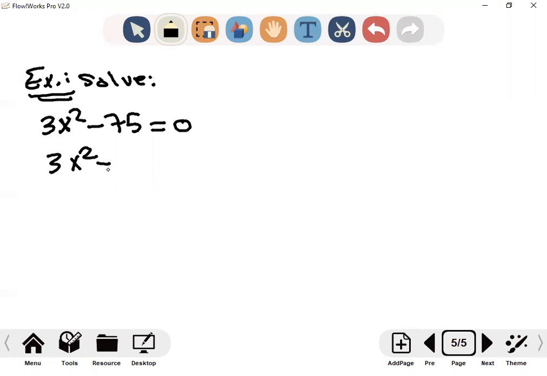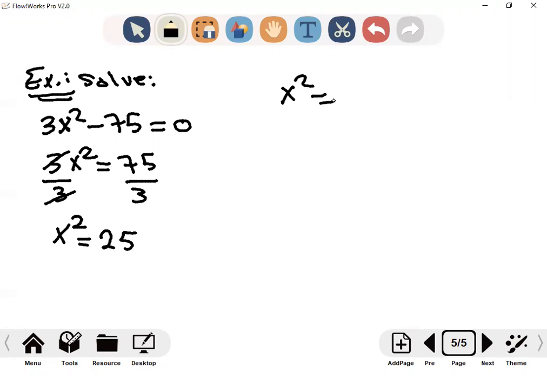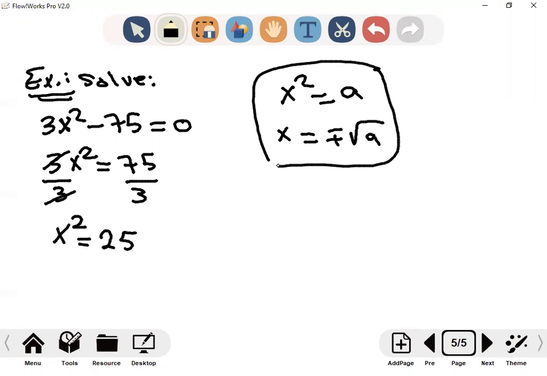3x power 2 equal what? Divide by 3, divide by 3. X power 2 equal 25, right? Now, if you remember in the complex, we took a formula. If x power 2 equal a, then x equal plus minus square root of a. Use it. X equal plus or minus what? 5. So here you have two solutions, 5 and minus 5. Done?